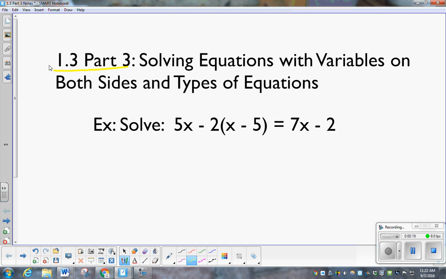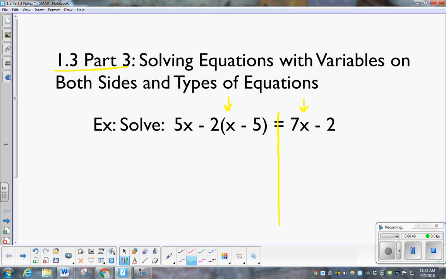So our first example here is to solve this equation, and you can see right now that on both sides of this equal sign, there are variables. I have x's on this side, and I have x's on the right side. So at some point, we're going to have to get those x's so that they're all on one side.